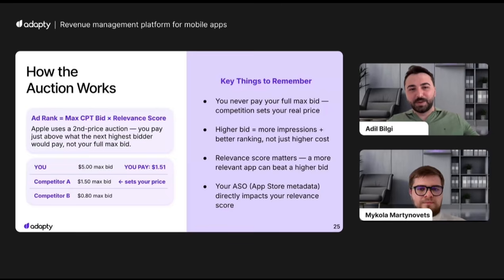Okay, Adil, you are giving some example, but I do not know if my competitor is really bidding $1.5. Indeed, you do not know, because you never pay your full max bid.